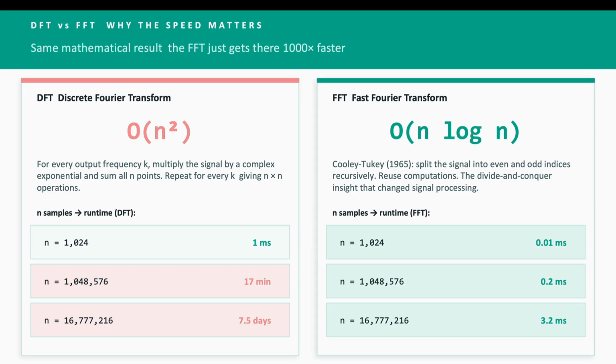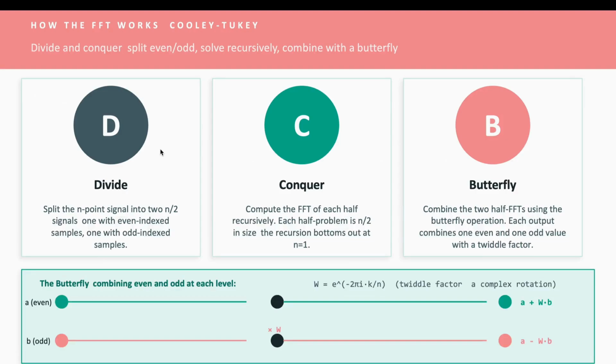The same mathematical result, 1000 times faster. This is why the FFT is called one of the most important algorithms ever discovered. So the Cooley-Tukey algorithm. Let me explain how the FFT actually achieves this speedup.